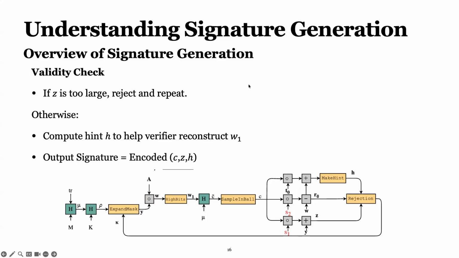But the problem is that Z can be really big, and we don't want such a big signature. So we have a loop: if Z is too big, out of the boundaries, we reject it and try to calculate again.